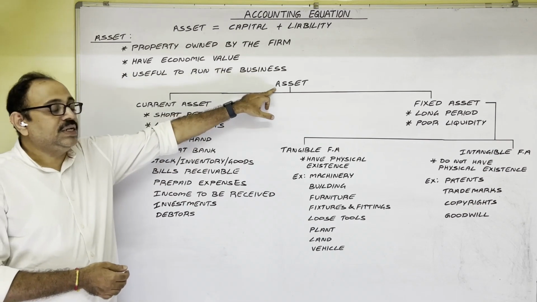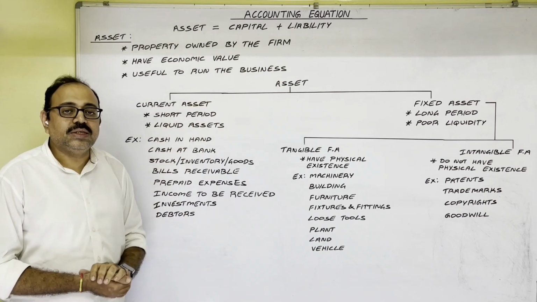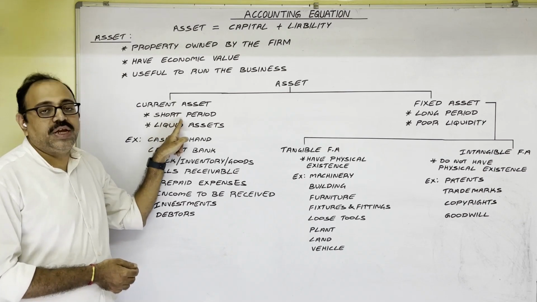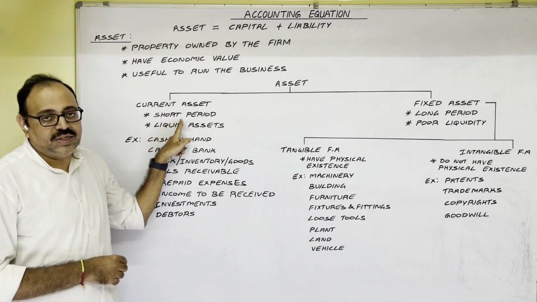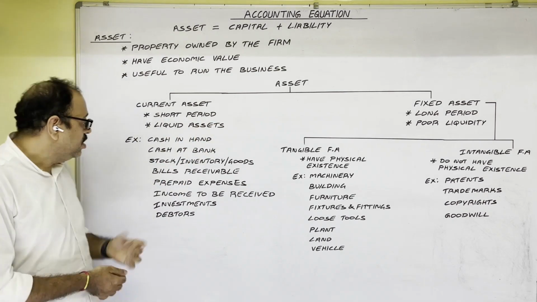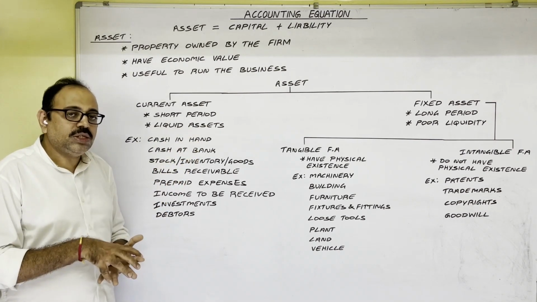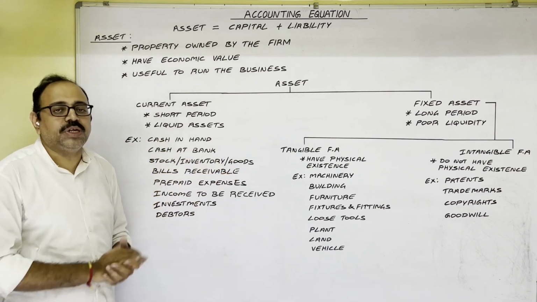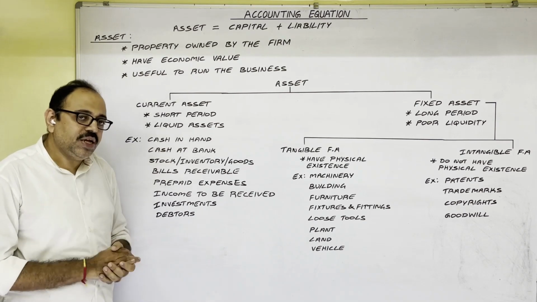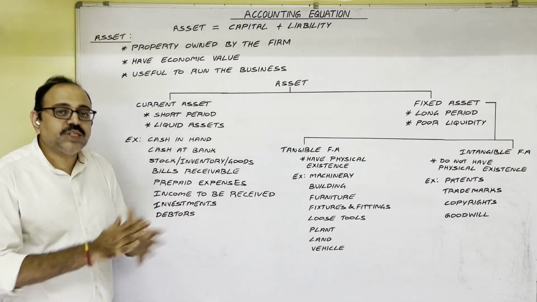Then these assets are divided into two types: current assets and fixed assets. Current assets means what? If any asset is useful for a short period, that asset is known as current asset. Here short period means less than 1 year. For example, with us cash in hand is there. So in our firm, in the cash box, we have some money to meet day-to-day expenses. Say 50,000. Do we keep this money as it is for 20 years? No. Within a short period, within 1 year, we are going to spend this money.